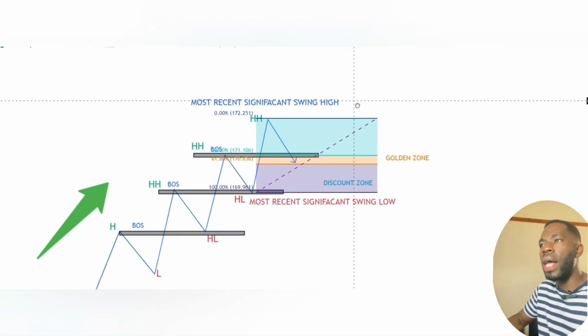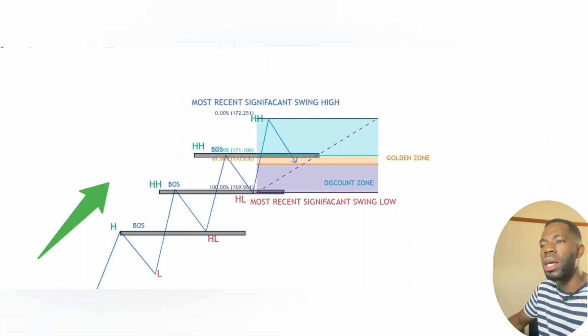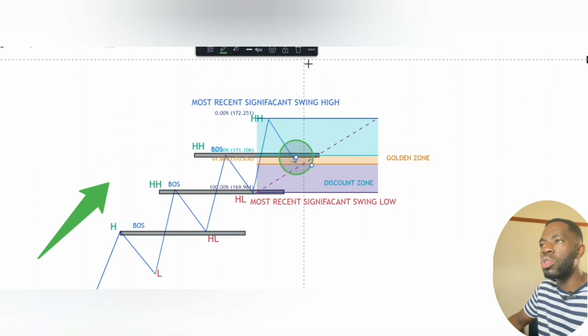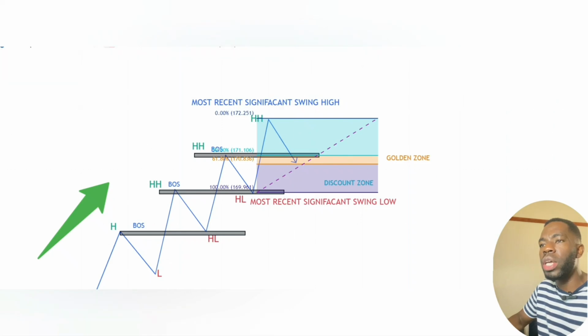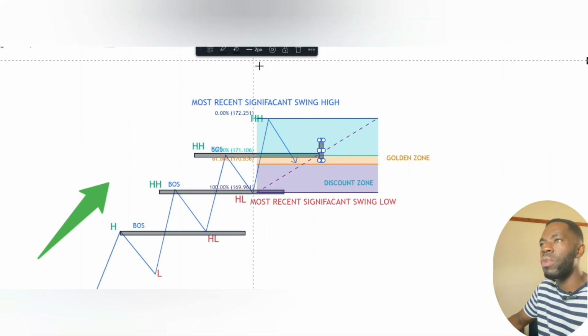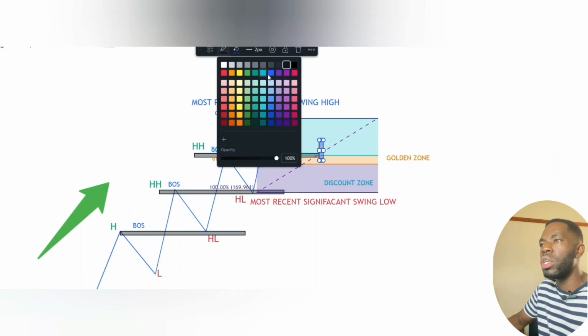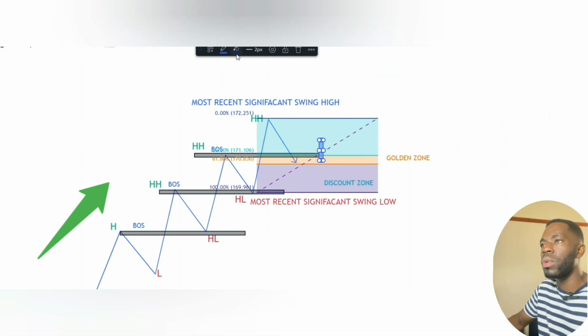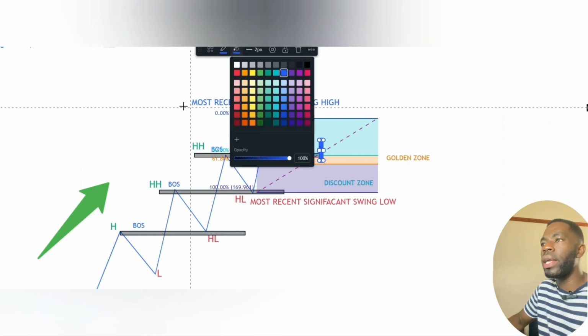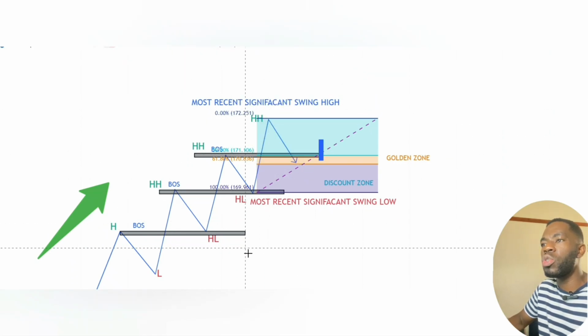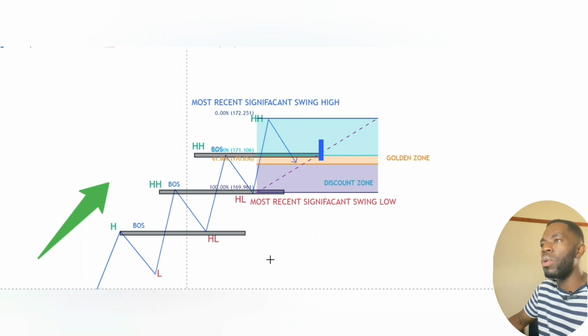So when the price gets to this area, the golden zone, what you are going to do is watch out for a bullish engulfing candle around here, something like this. If you have a bullish engulfing candle here, then you are looking for an opportunity to go long around this zone.